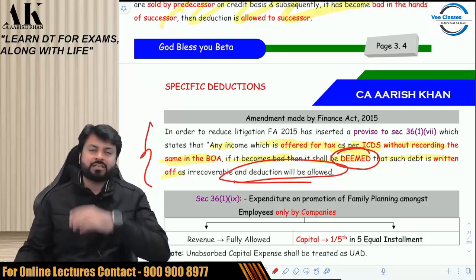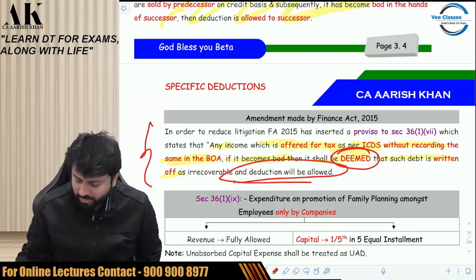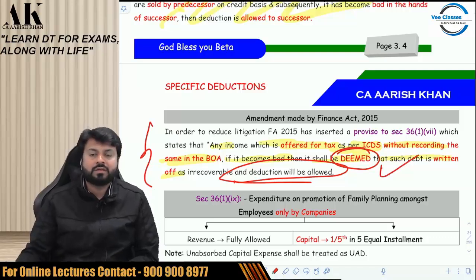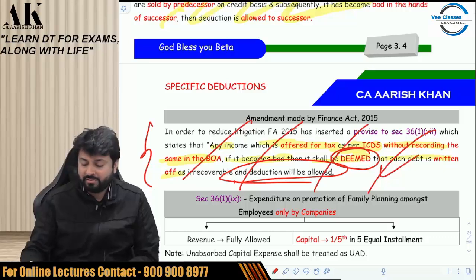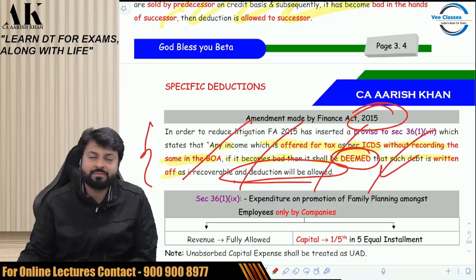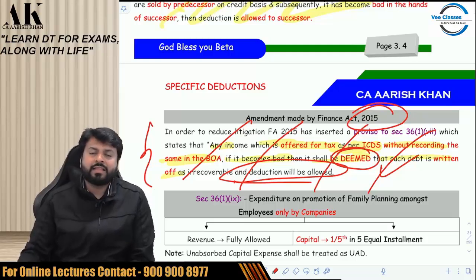So that the condition number 1 is fulfilled. I hope it is clear to all of you. Okay. Now they have not asked this particular provision so far in the exam, even though it has been there since 2015. There have been more than 12 to 13 attempts after that. Still they have not asked this question. They should ask. It's a beautiful provision.